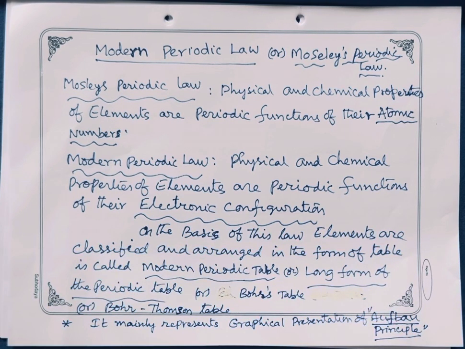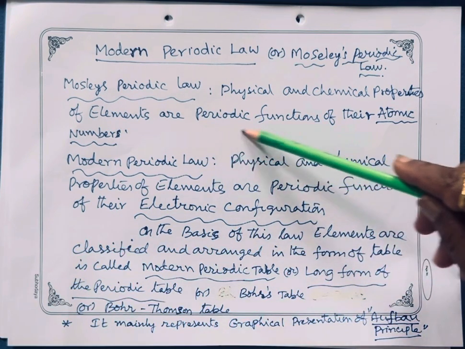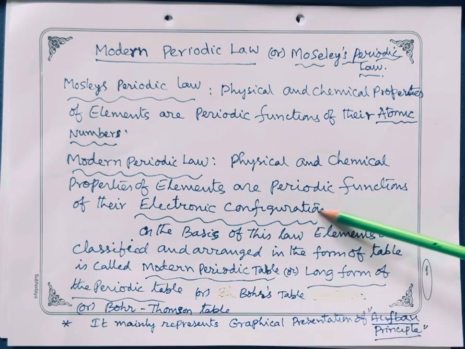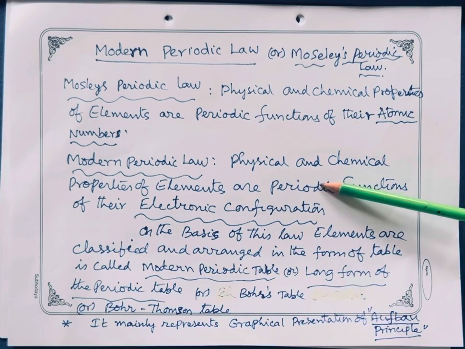So, this law was modified. Mendeleev periodic law was modified as modern periodic law or Moseley periodic law like this: physical and chemical properties of elements are periodic functions of their atomic numbers or electronic configuration. So, Moseley periodic law or modern periodic law is dependent on atomic numbers or electronic configuration.